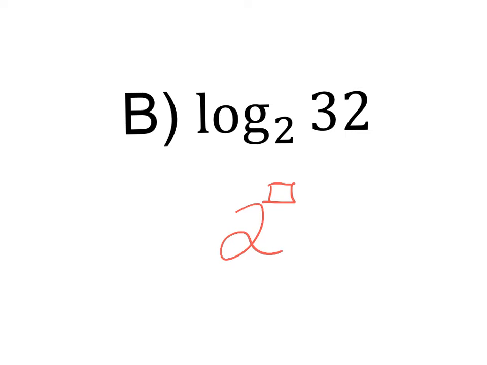Everybody think. Just do it. 2 times 2 is 4, right? Yes or no? 2 to the first power is 2. 2 to the second power is 4. 2 to the third power is 8. 2 to the fourth power is 16. So 2 to the fifth power is 32.